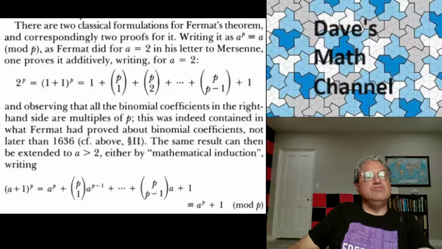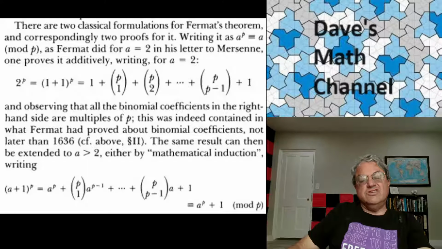Again, we use the binomial theorem. We expand a plus 1 to the pth power in terms of binomial coefficients. And again, you'll notice that all the binomial coefficients in the middle are divisible by p. So we can ignore those, and we're left with just a to the p plus 1. We already know that a to the p is congruent to a mod p; that's what we were assuming. So voila, a plus 1 to the p is congruent to a plus 1 modulo p, and we're done. That completes our proof by induction using the binomial theorem.